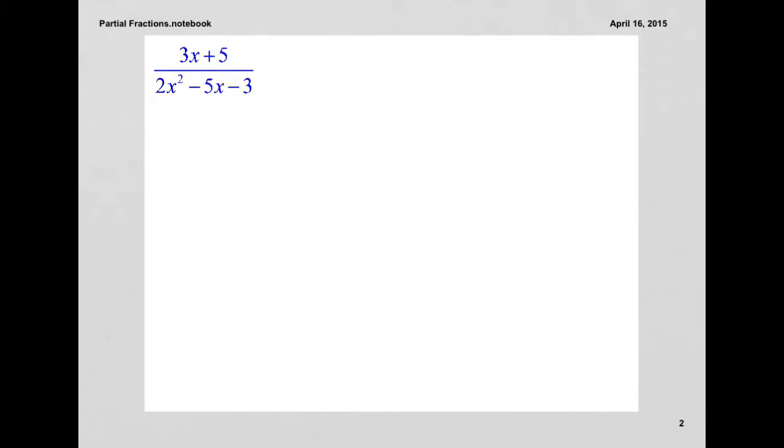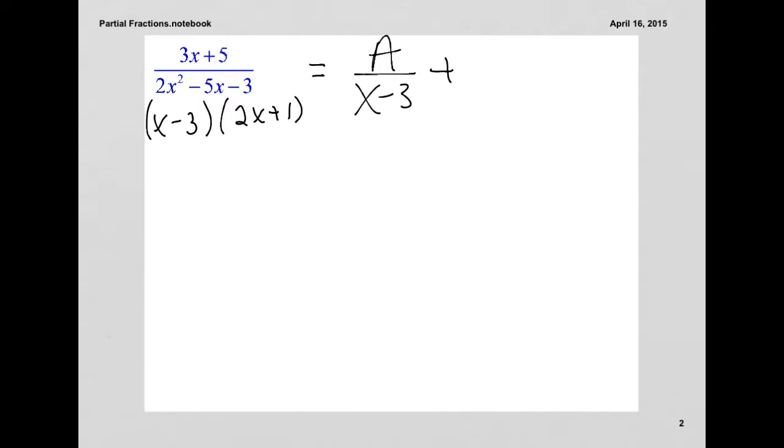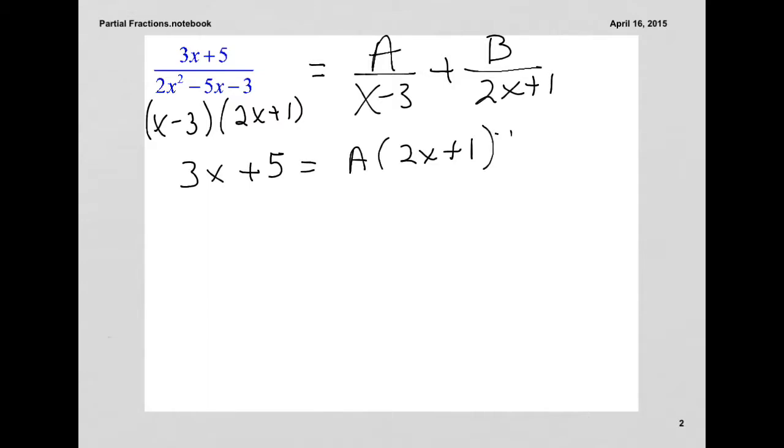Okay, let's look at another example. We have to factor, and this factors as x minus 3 times 2x plus 1. So that means my denominators are going to be a over x minus 3 plus b over 2x plus 1. Okay, the first time I'm going to make the first denominator 0, so I'm going to put in 3 for x, which means I'm going to be plugging into 3x plus 5 equals a times 2x plus 1 plus b times x minus 3. We simplified to get this form.